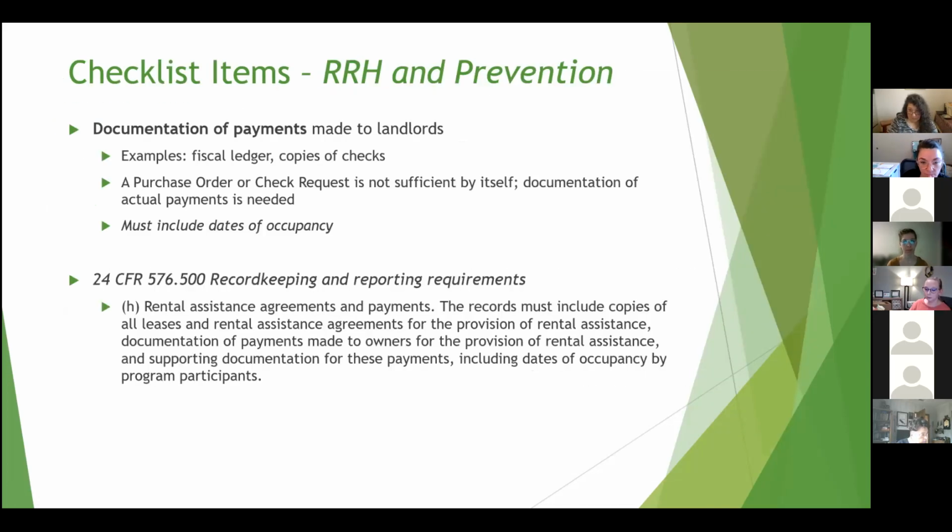All right, so then the next one is documentation of payments made to landlords. This is a very common element that is missed in files. We already talked about where you needed to list the payments that were made, but these are documentations of the actual payment. So we're talking about a fiscal ledger or copies of the actual checks. Just having a purchase order or a check request is not sufficient by itself. You need the documentation of the actual payment.